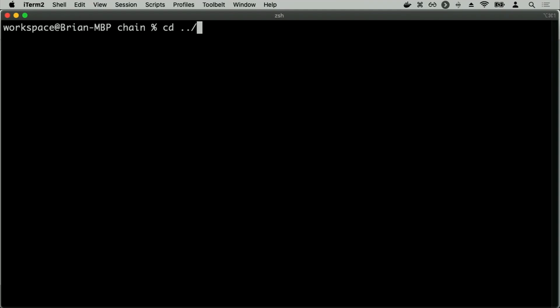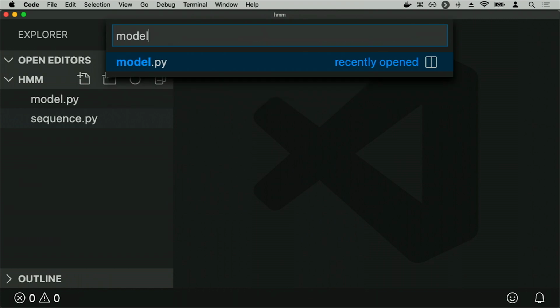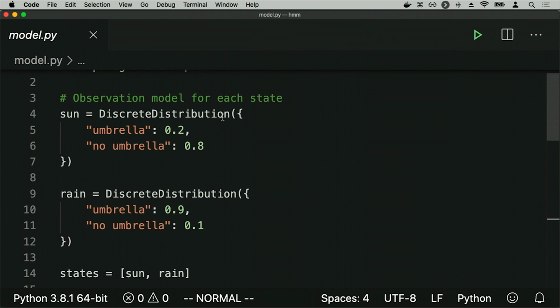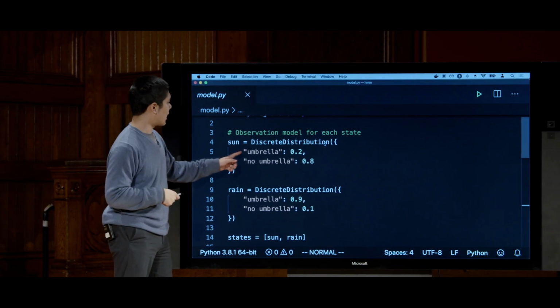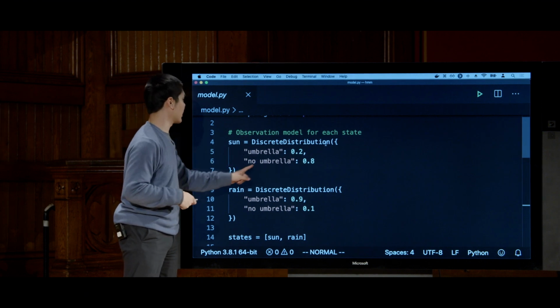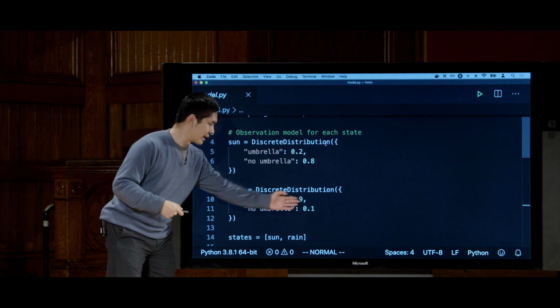And so we can try this out by going ahead and going into the HMM directory, HMM for hidden Markov model. And here, what I've done is I've defined a model where this model first defines my possible states, sun and rain, along with their emission probabilities, the observation model or the emission model, where here, given that I know that it's sunny, the probability that I see people bring an umbrella is 0.2. The probability of no umbrella is 0.8. And likewise, if it's raining, then people are more likely to bring an umbrella.